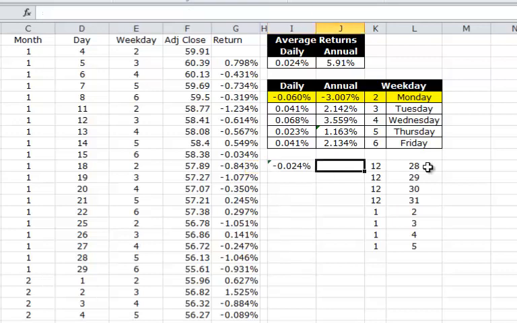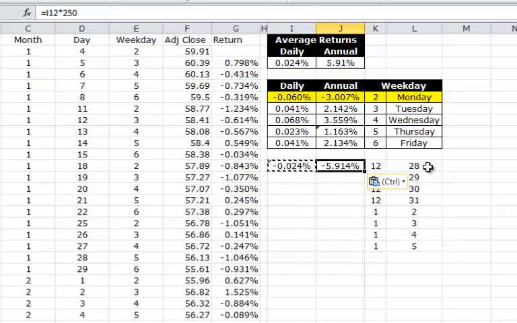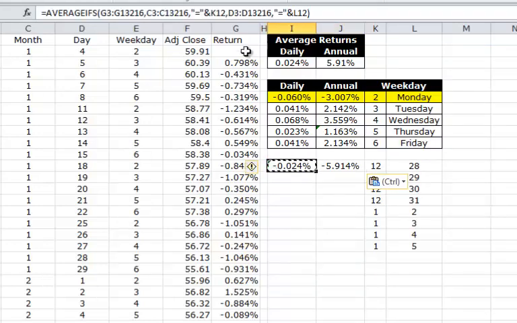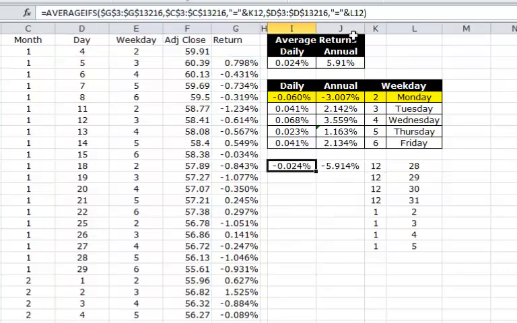Now, let's annualize that. So that's a daily return. So if you earned that every day of the year, then multiply that by 250 trading days, like so. Now let's make our absolute reference changes here. So absolute reference in the G column, absolute reference in the C column, also in the D column, and that should do the trick. We should be able to slide these formulas down.